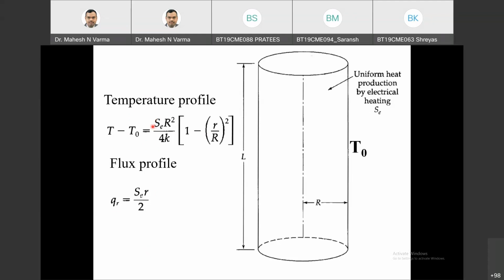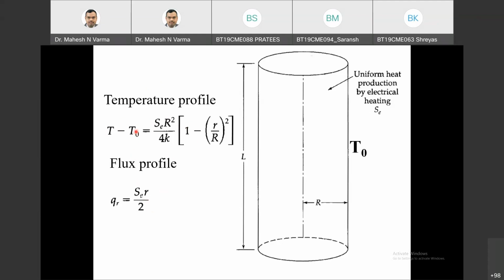Here Se is the given uniform heat generation per unit volume, R is the radius of the wire, K is the thermal conductivity of the wire, and r is the variable. At different locations, I get different values of temperature. This is the temperature profile, the most important model equation in heat transfer. If you have the temperature profile, you can do many calculations. In fact, you can get the flux profile back very easily.